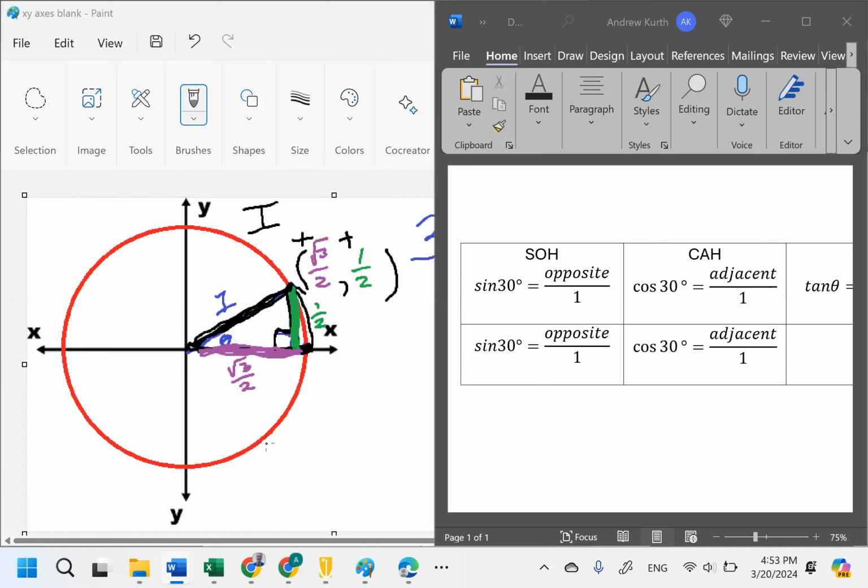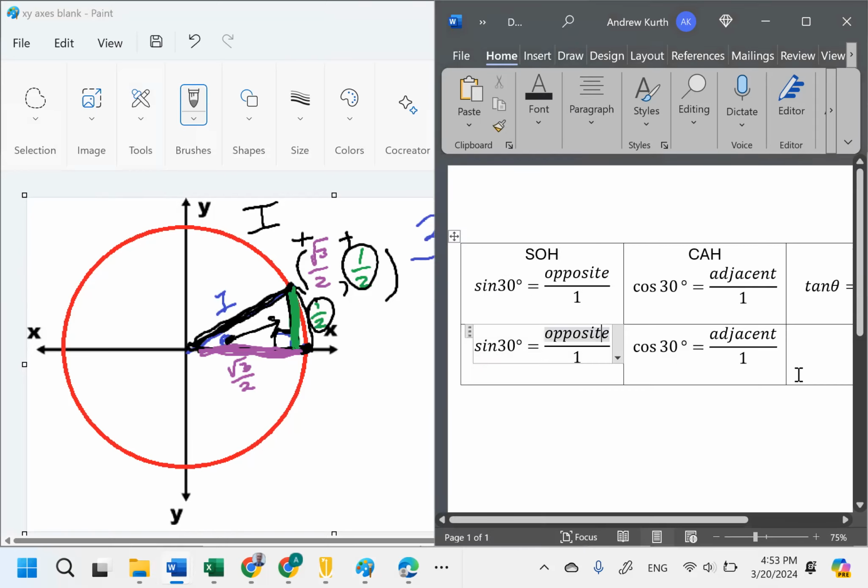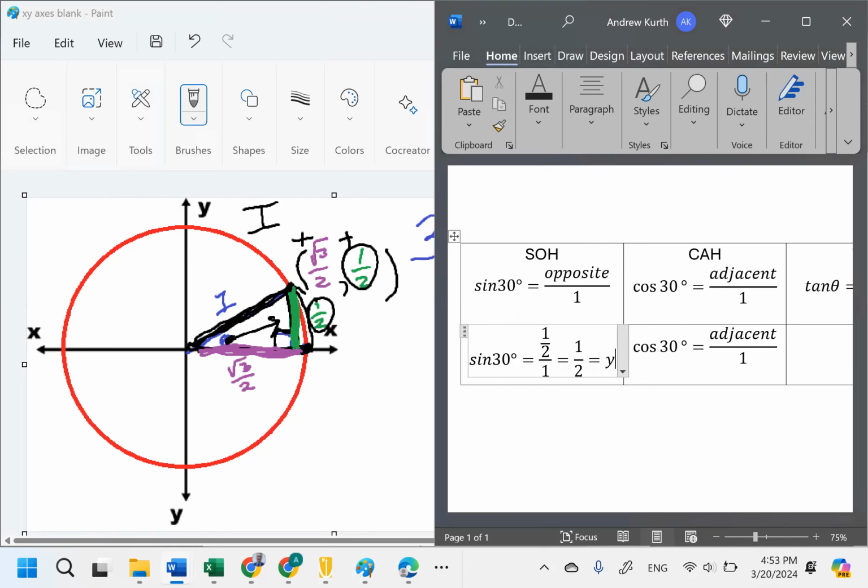Okay, so now looking at this side by side, if we go to the angle theta, its opposite side is the y value. You see opposite is the 1/2 for the y. So the opposite is 1/2, which looks weird. 1/2 divided by 1, which is 1/2. And just remember that this was the y value. The sine is the y value.